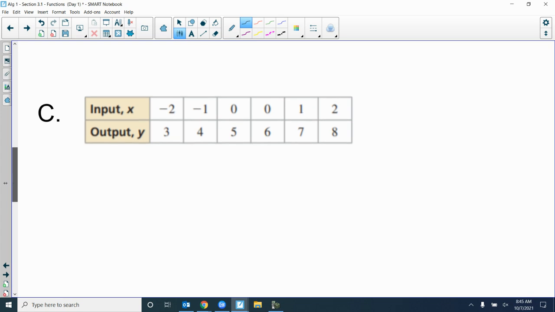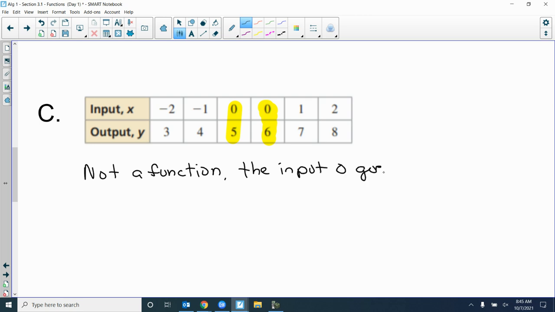All right, how about C? Do you have an input that shows up twice with 2 different outputs? Yeah, 0 goes to 5, and it has to go to 2 different numbers. Sometimes they'll try to trick you and put the same 2 there. They have to be 2 different ones. So this is not a function. The input 0 goes to two different outputs, which is 0.5 and 0.6.